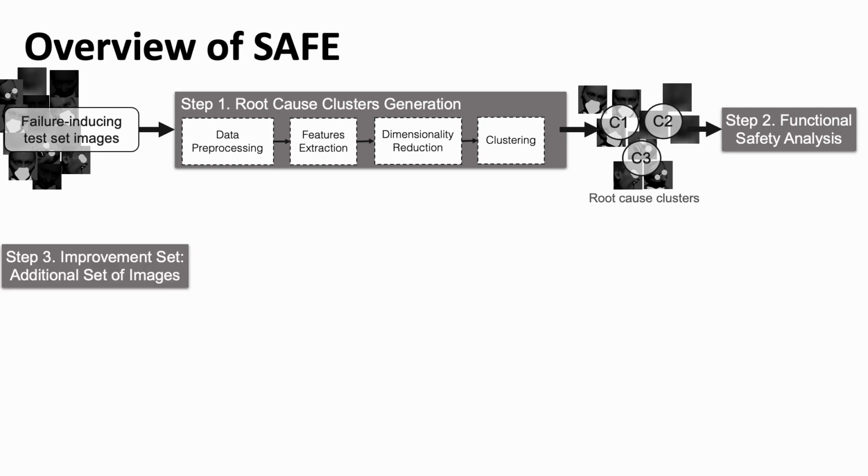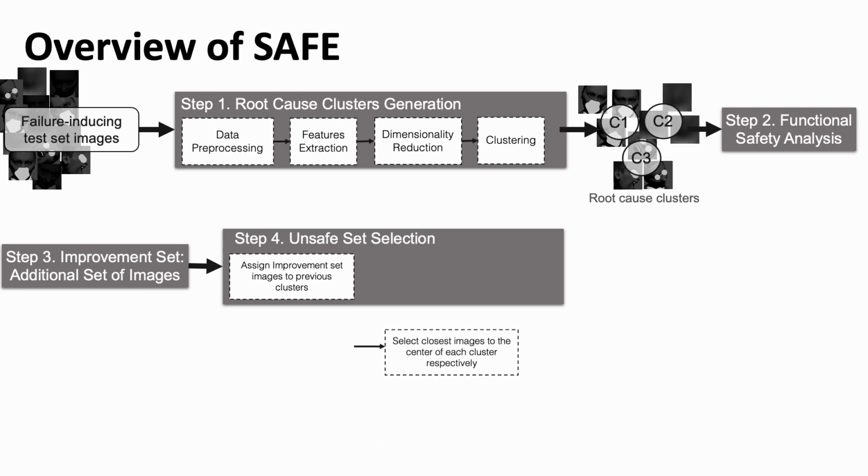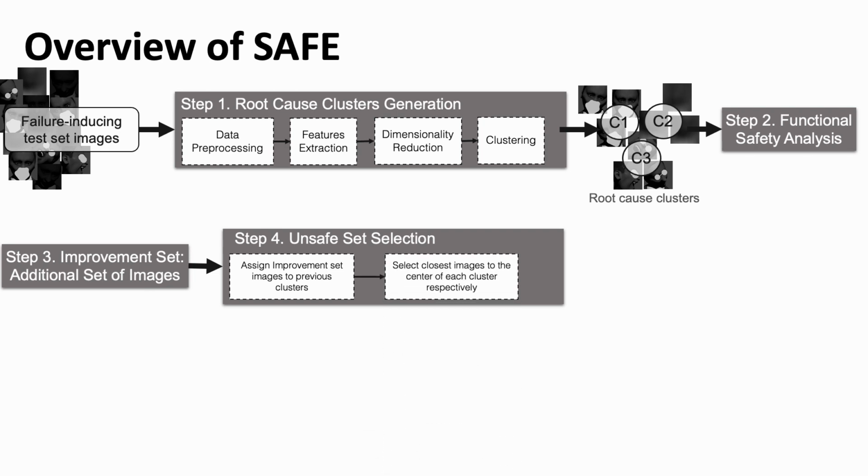In step 3, the engineer provides a new set of images referred to as the improvement set, which is an additional set of images from which we select a set of images to retrain the model. In step 4, SAFE relies on the generated root cause clusters to select a subset of images from the improvement set called the unsafe set. The unsafe set consists of images in the improvement set that are representative of the clusters because they are closer to the core points of this cluster.